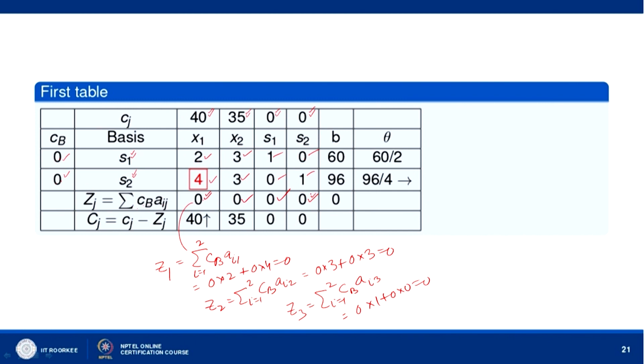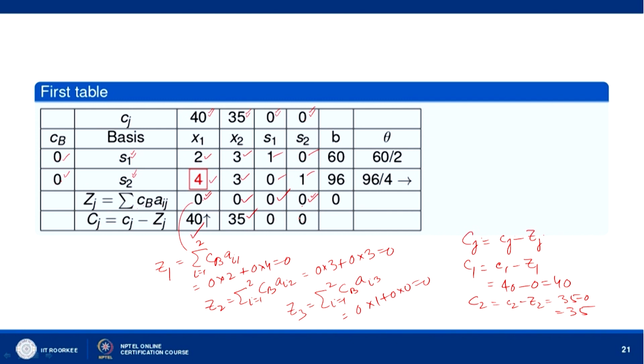Now, we find capital Cj equal to Cj minus Zj. Suppose in the first column, j equal to 1, C1 will be equal to C1 minus Z1, and C1 is equal to 40. So, 40 minus Z1, which is 0, we get 40 here. Similarly, C2 will be C2 minus Z2. So, 35 minus 0, we get 35. And then here 0 minus 0 is 0, 0 minus 0 is 0.